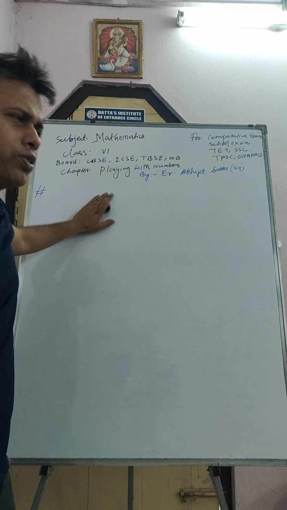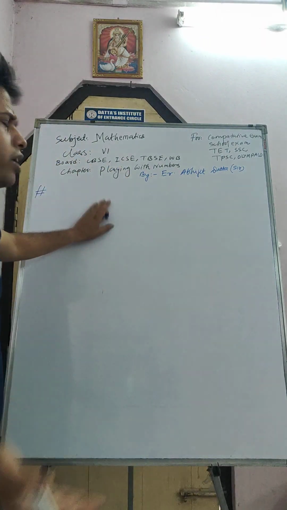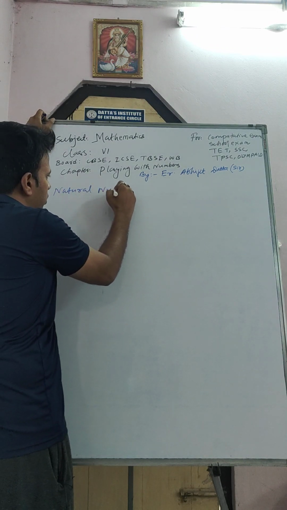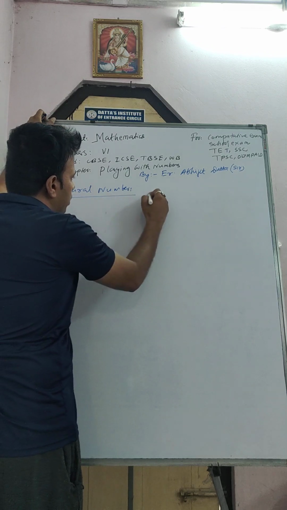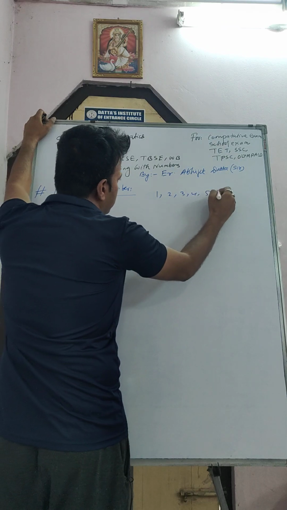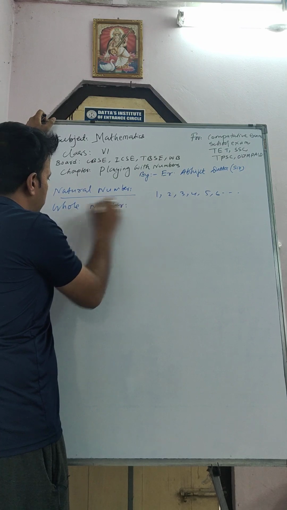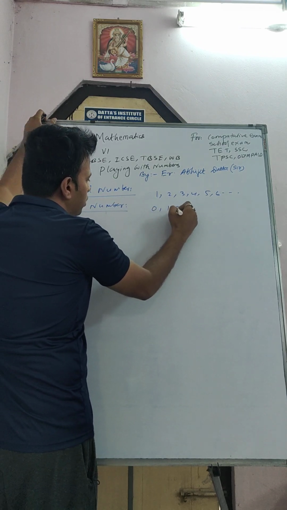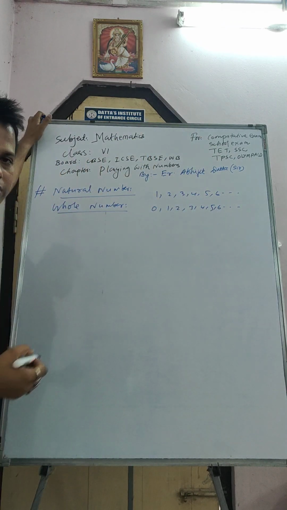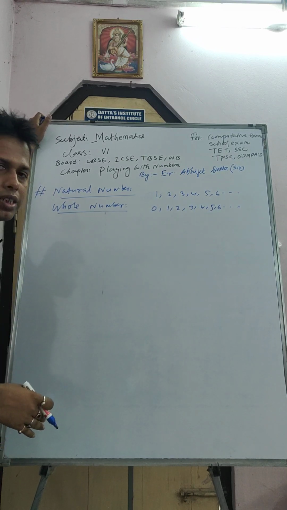In this chapter, we know what a whole number is. Whole numbers start from 0, and natural numbers start from 1, 2, 3, 4, 5, 6, and so on. Whole numbers are 0, 1, 2, 3, 4, 5, 6. In the previous chapter, the first chapter, you already learned about natural numbers, whole numbers, integers, etc.